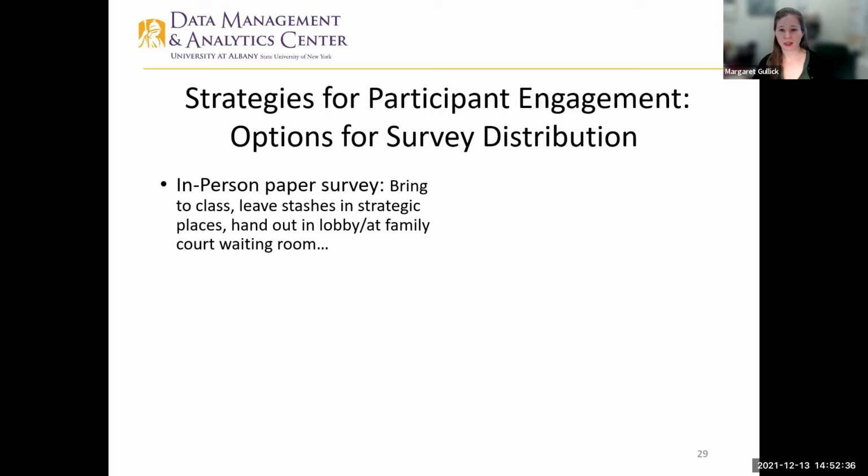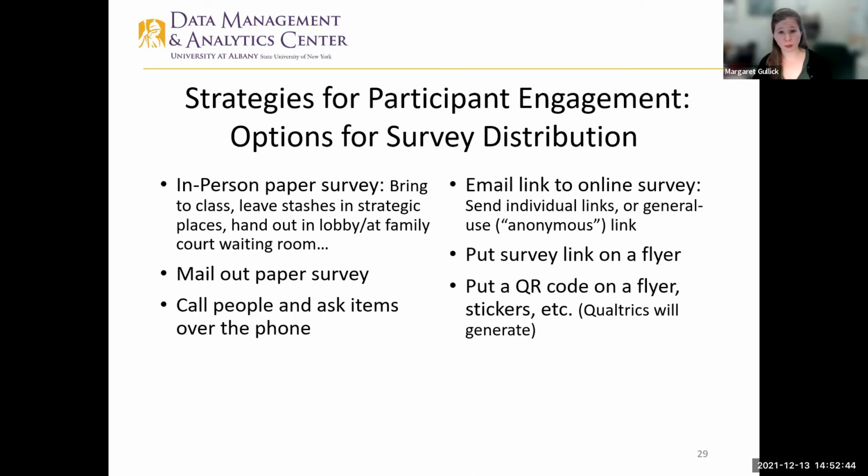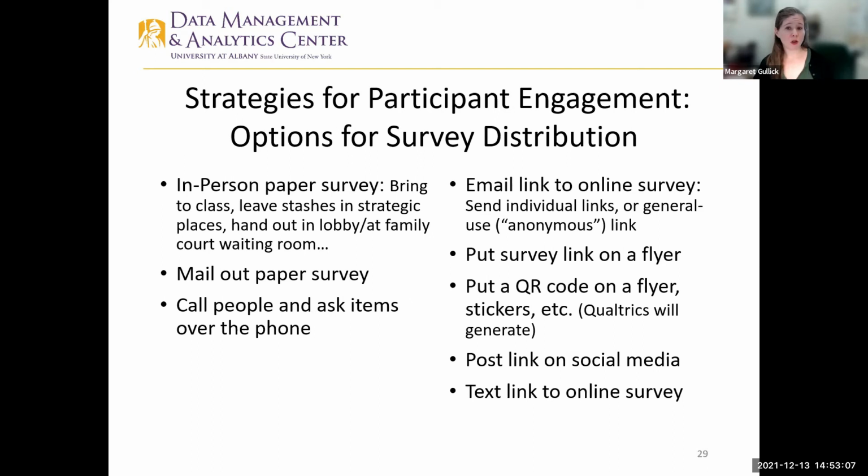I'll put up a couple more things. You can also mail your surveys out. It's paper, but it's not in person, but you can do a mailing distribution. As Mandy said, you can call people over the phone and ask them items on your survey. And then some of the more technology ones, you can email a link to a survey, you can send individual links to people, or you can use one general anonymous link. You can put a survey link on a flyer, you can put a QR code on a flyer, you can put a QR code on a sticker, you can put a QR code on a whole bunch of other stuff. Post a link on social media. You can also do some texting stuff. You can text a link to an online survey, and you can text back and forth survey questions themselves, and we'll talk about those in a minute.